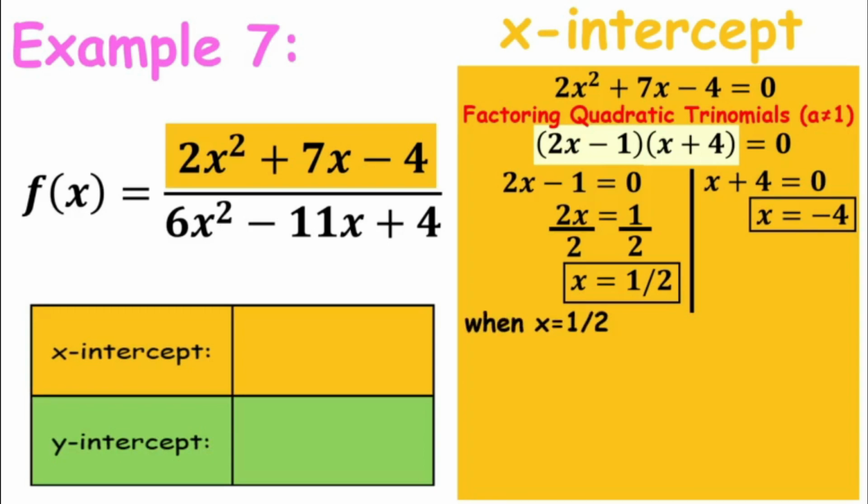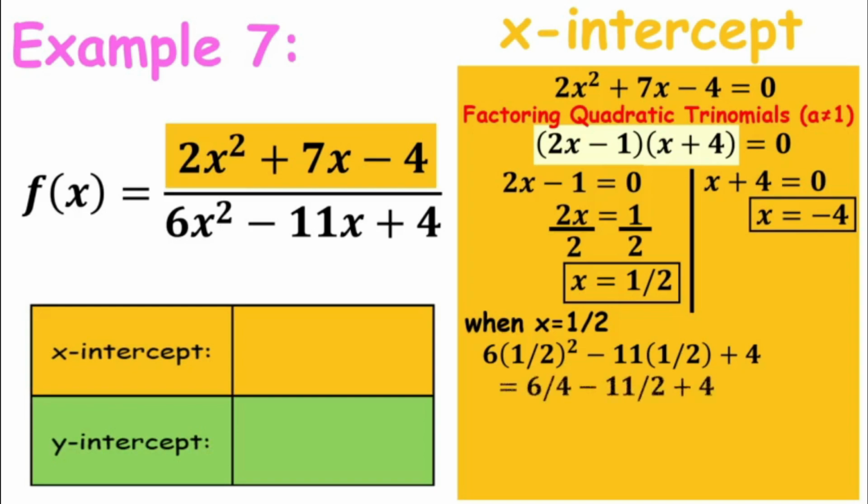When x is equal to 1/2, 6 times (1/2) squared minus 11 times 1/2 plus 4 is equal to 6/4 minus 11/2 plus 4, which is equivalent to 0. Since we get 0, 1/2 is not an x-intercept of the rational function.